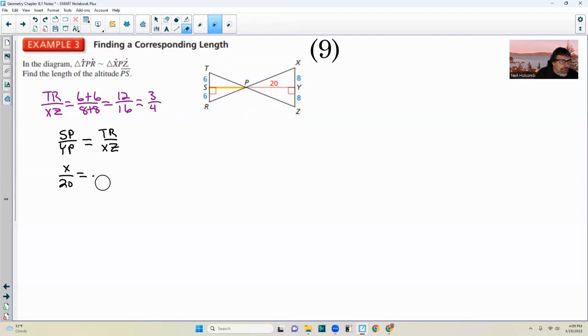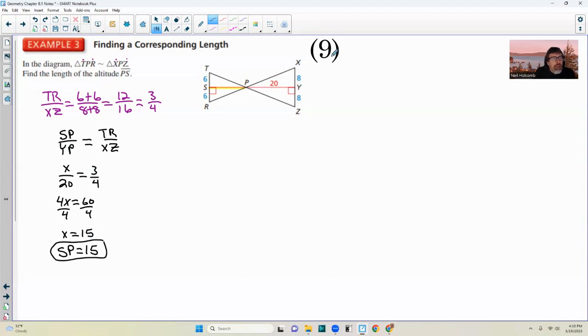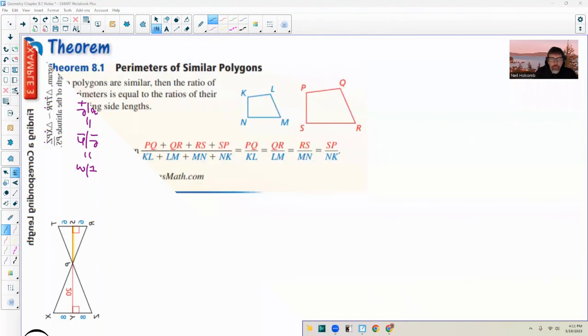I can use this 3/4, and that's what I'm going to put here. So X over 20 equals 3/4. When I cross multiply, I get 4X equals 60, and then divide by 4. X equals 15, because 4 goes into 6 once, and 4 goes into 20 five times. That was my SP. So SP equals 15. Okay, so that's how you use the scale factor and proportionality to find missing sides. Now you should be able to do problem number 9 in your exercises.